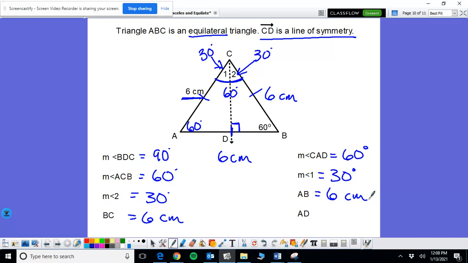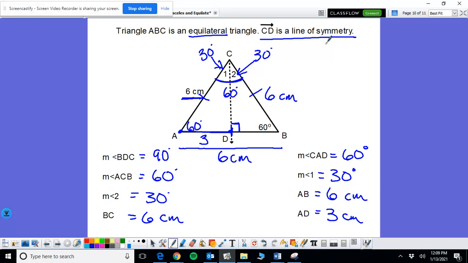And then how would I figure out how far it is from A to D? Well, if the entire thing AB is 6, it's only going to be half of it, 3 centimeters. So it's really just thinking about folding things in half when you talk about lines of symmetry.